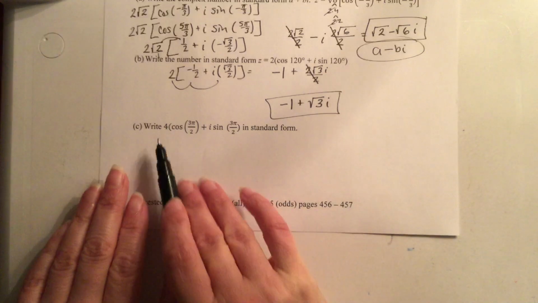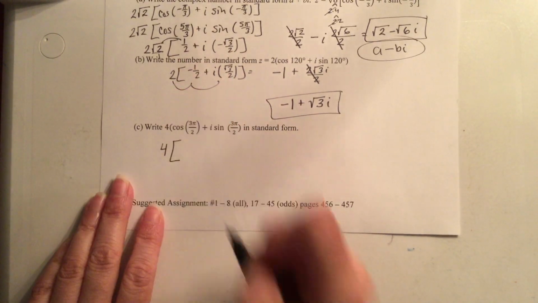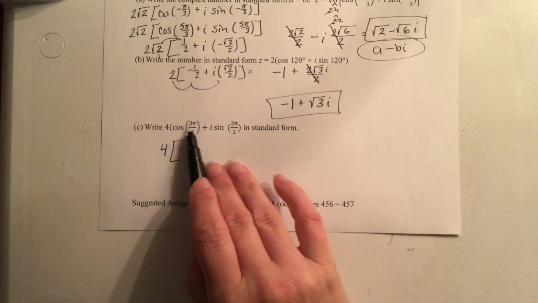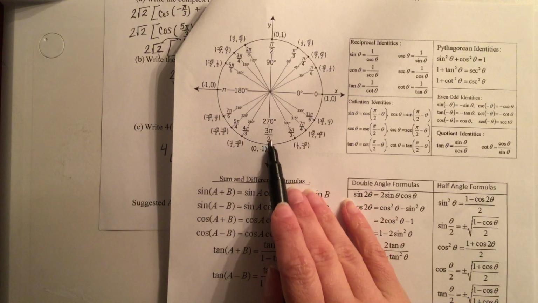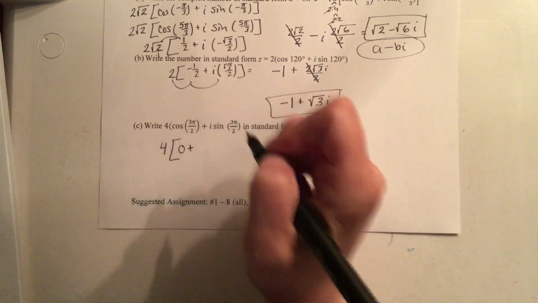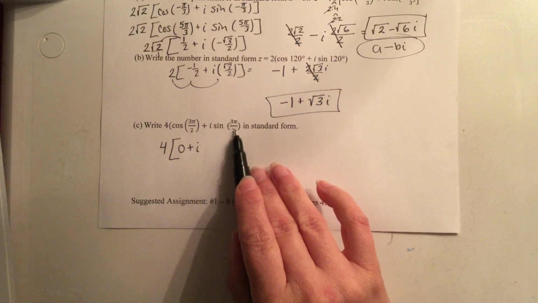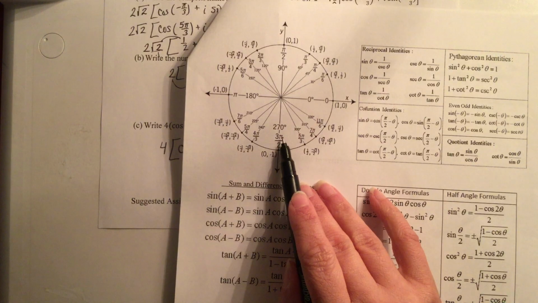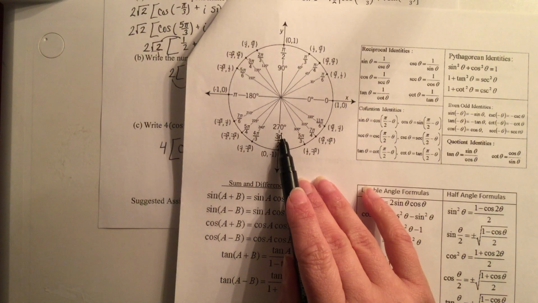Last question. Your modulus is a 4. I can't simplify that in any way. We're good to go. Cosine of 3 pi over 2. Well, 3 pi over 2 is right here. Your cosine, the x value, that's a 0. Plus i times the sine of 3 pi over 2. 3 pi over 2 is at 270 degrees. The sine is the y value.